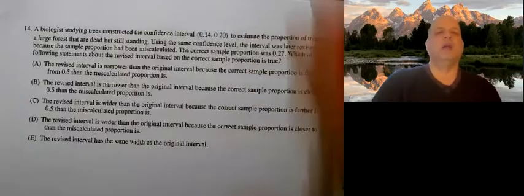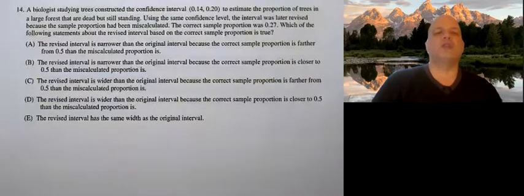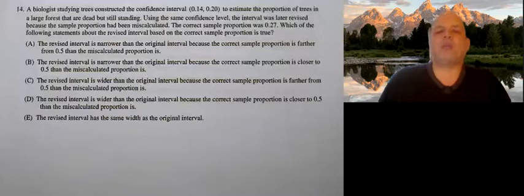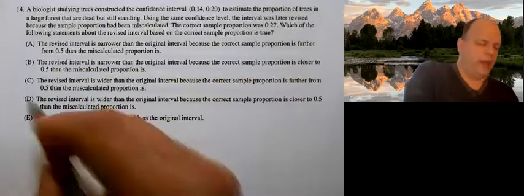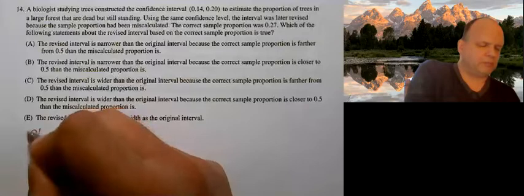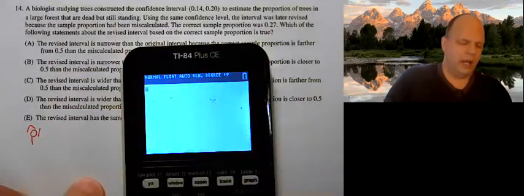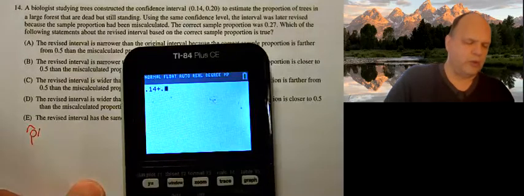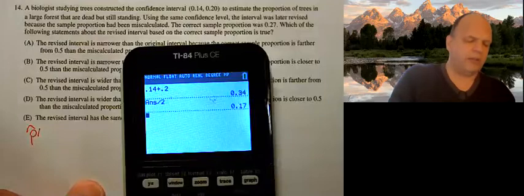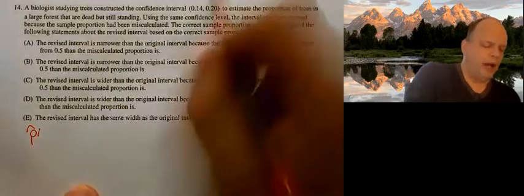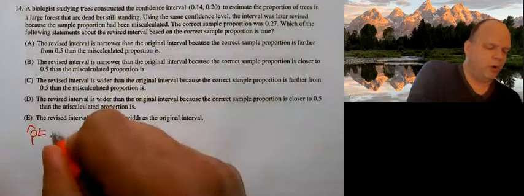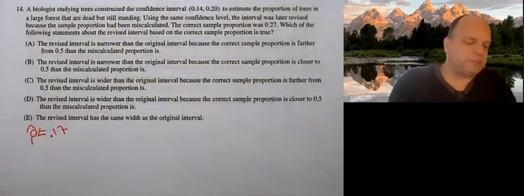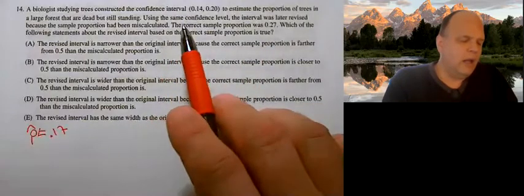Number 14. A biologist studying trees constructed the confidence interval 0.14 to 0.20. And by the way, from that, I end up getting a p hat. I can add those values, 0.14 plus 0.2, and I divide that by 2. It's like, oh, your p hat, the middle value happens to be 0.17. So I have a middle value of 0.17. That's my best estimate.